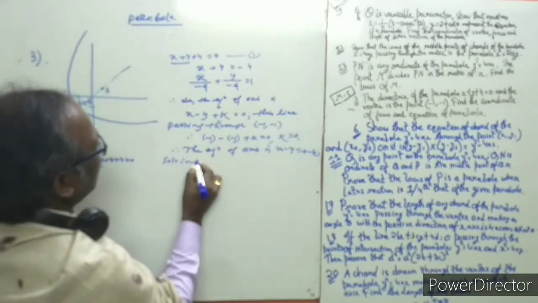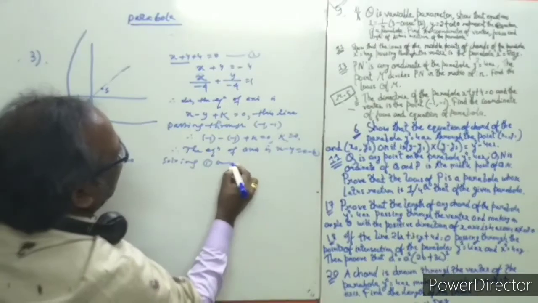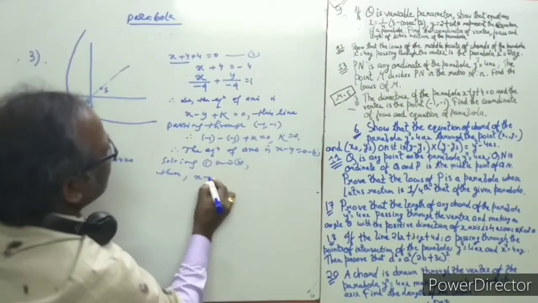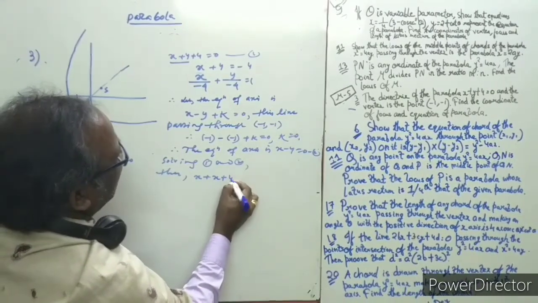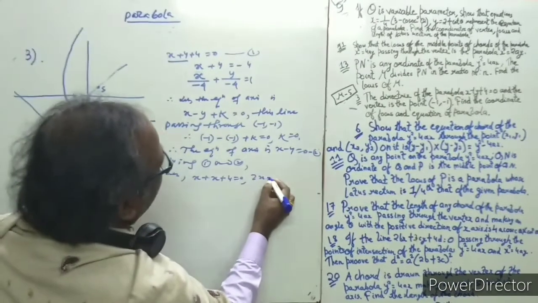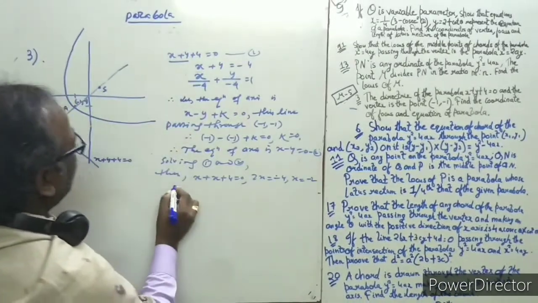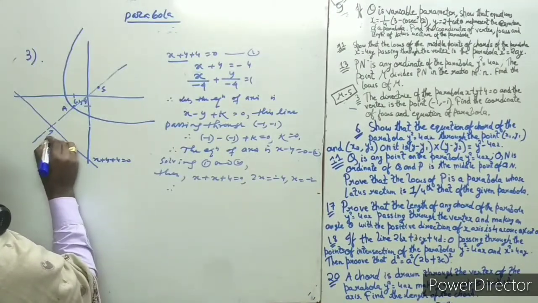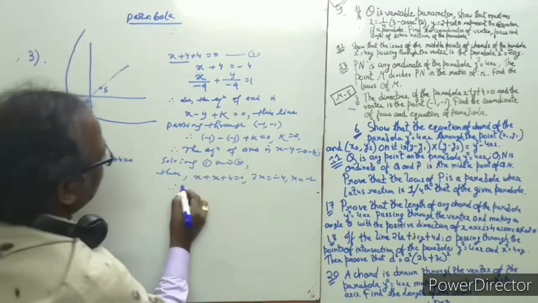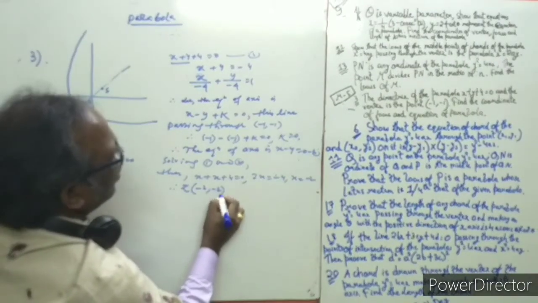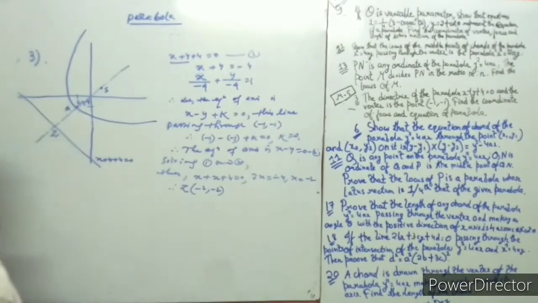Solving 1 and 2, this is x plus 4 equal to 0. So 2x is equal to minus 4, so you can get x equal to minus 2. So therefore, and this is called Z. So the Z coordinate is minus 2 comma minus 2.